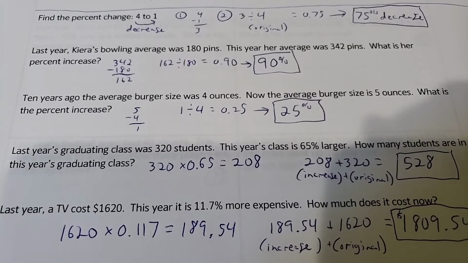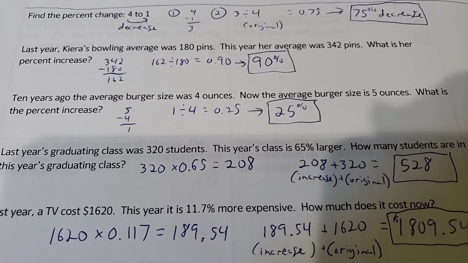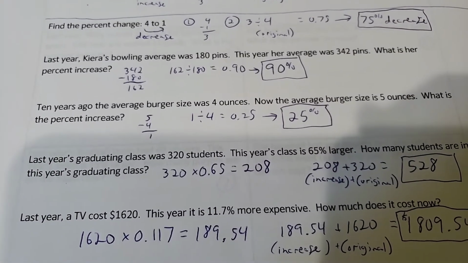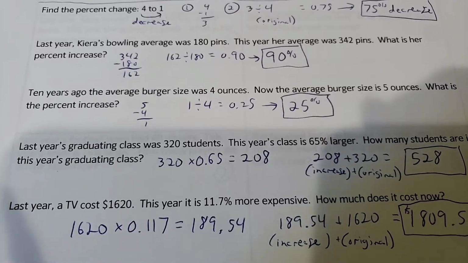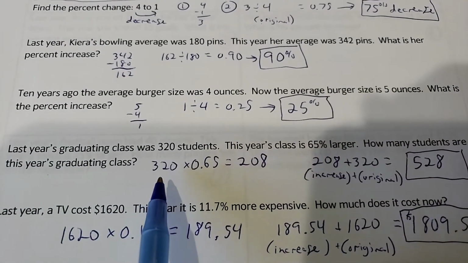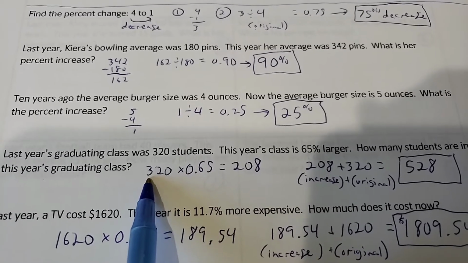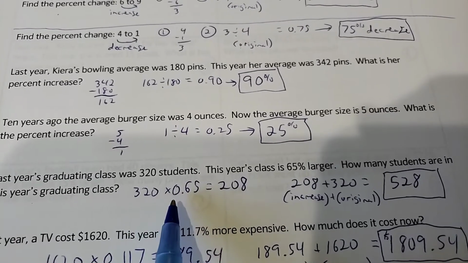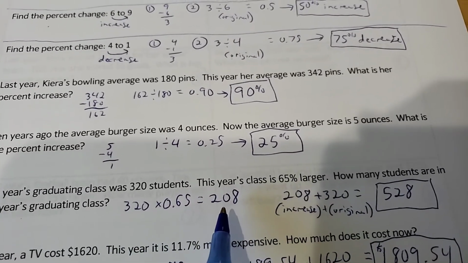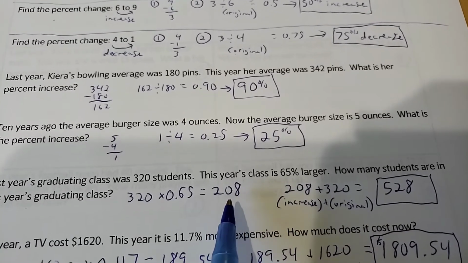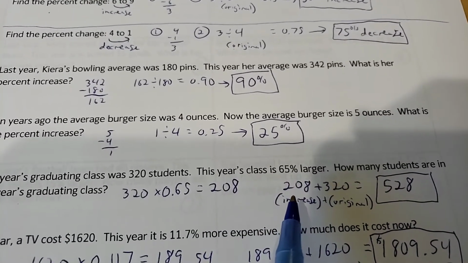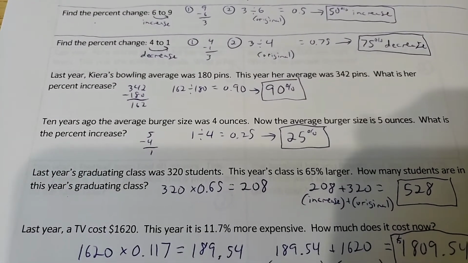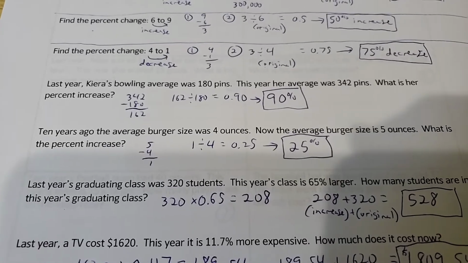Last year's graduating class was 320 students. This year's class is 65% larger. How many students are in this year's graduating class? All right. Now, this one's a little bit different because we take the original amount and it's 65% larger. Well, 65% of 320, I'm going to multiply those two together. It gives me 208. That means there's going to be an increase of 208 kids. So I'll take 208 and add it to my original amount and get 528. Now that problem is just a little bit different than some of the other ones that you've encountered so far. So you might want to review that if you need to.